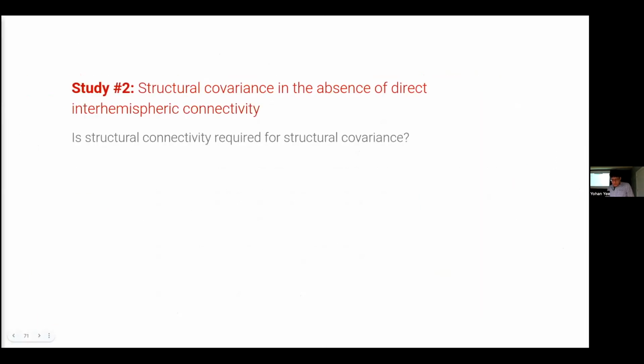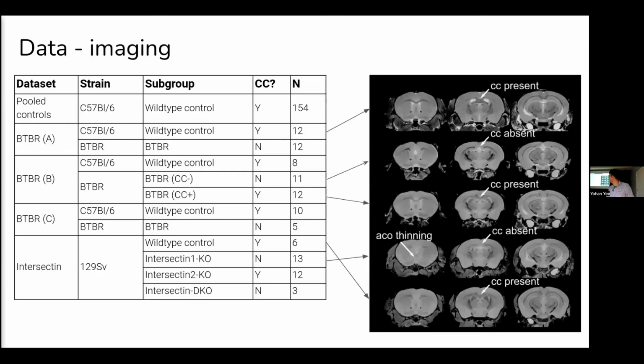Okay, so moving on to the second study, we found that there was this association between structural connectivity and structural covariance. It wasn't very high, but as Mallar mentioned, these values are still reasonable for neuroimaging studies. And so we asked the question, is structural connectivity even required for structural covariance? For this, we went to mutant mouse models of disconnectivity. Some of the most famous models of disconnectivity involve agenesis of the corpus callosum. And the classic model for that is the BTBR mouse.